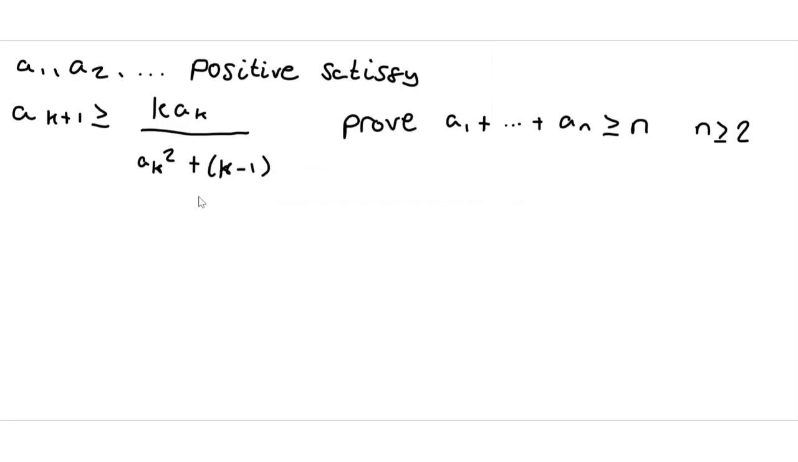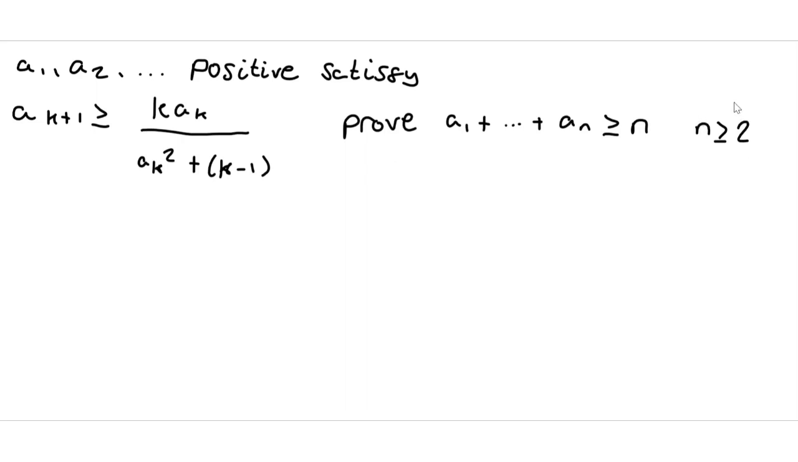Okay, so we're going to run through this International Mathematics Olympiad problem from 2015, and essentially we've got these terms in a sequence a1, a2, and so on. They're all positive terms. The terms satisfy this inequality here: the term a_{k+1} is greater than or equal to k multiplied by the previous term a_k over a_k squared plus k minus 1. Okay, and the objective here is to prove that the sum of the first n terms is always greater than n for n greater than or equal to 2.